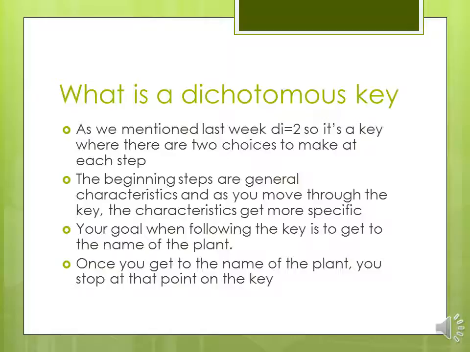Your goal when following the key is to get to the name of the plant. And once you get to the name of the plant, then you stop at that point on the key and don't continue going any further.